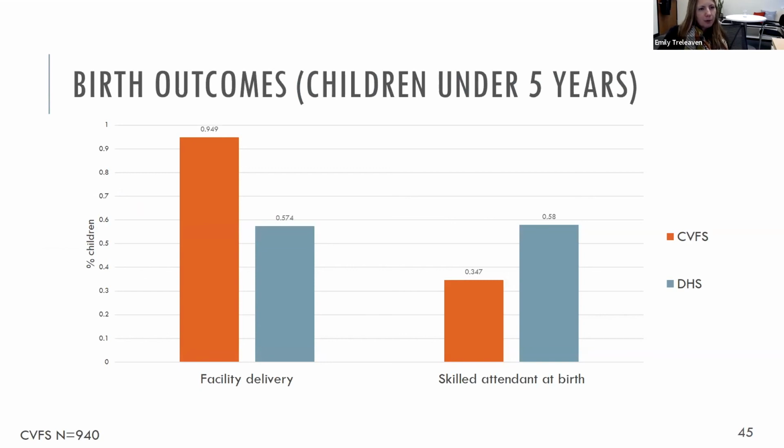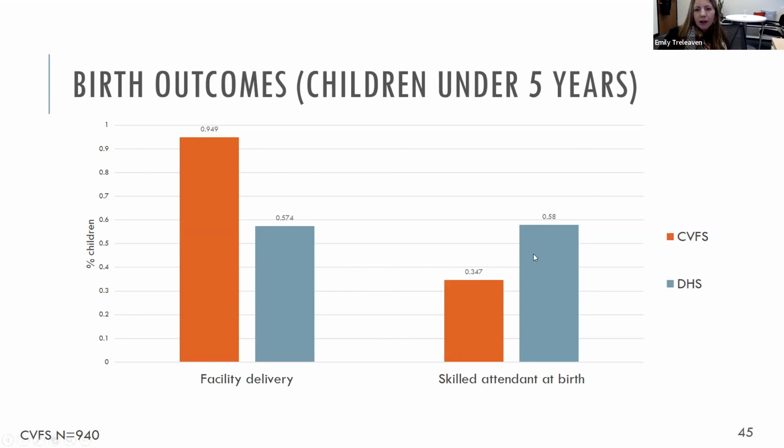So first, looking at birth outcomes among children under 5, we see much higher rates of facility delivery among the CVFS sample. Part of this is likely geography. Compared to many parts of Nepal, Chitwan is flat, and there are 2 highways providing reasonable access for many residents to the hospitals in Bharatpur and Narayangarh, which are the urban area in the central part of the district. Versus in the Himalaya, many Nepalis have really limited access to health facilities.